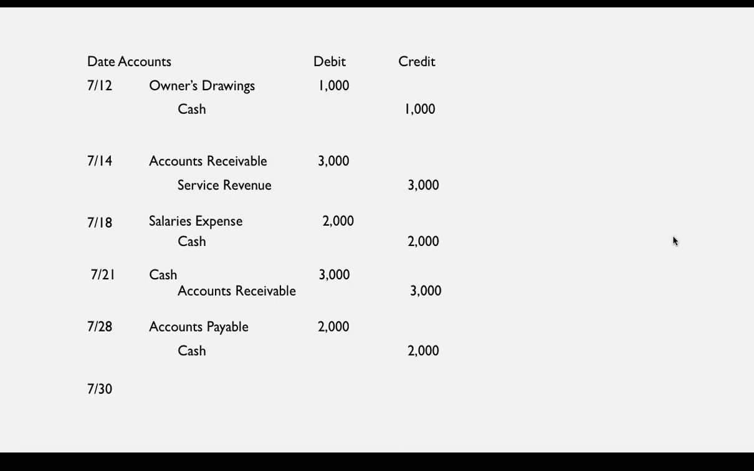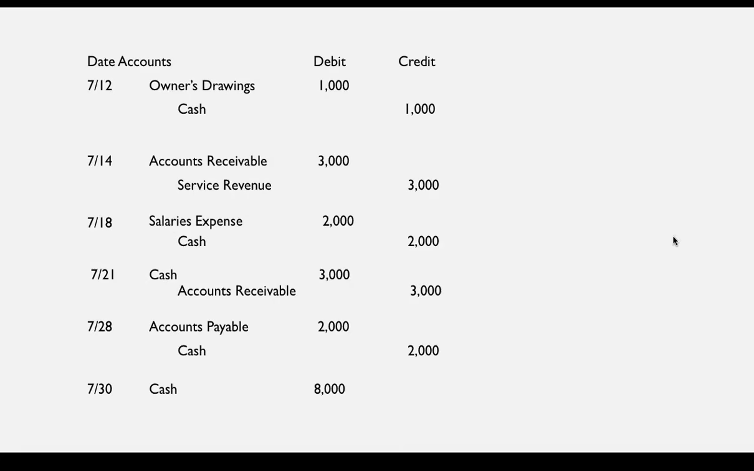So, if we are receiving cash, we know that our cash has to go up. And to make our cash increase, we want to debit our cash of $8,000, because that's the amount of cash that we got.